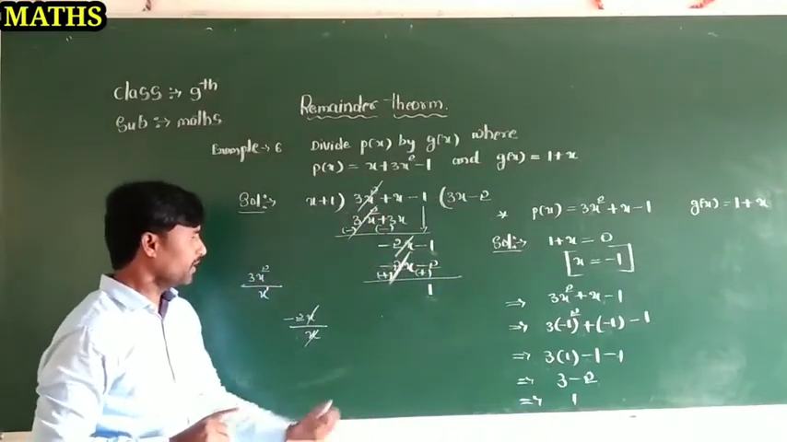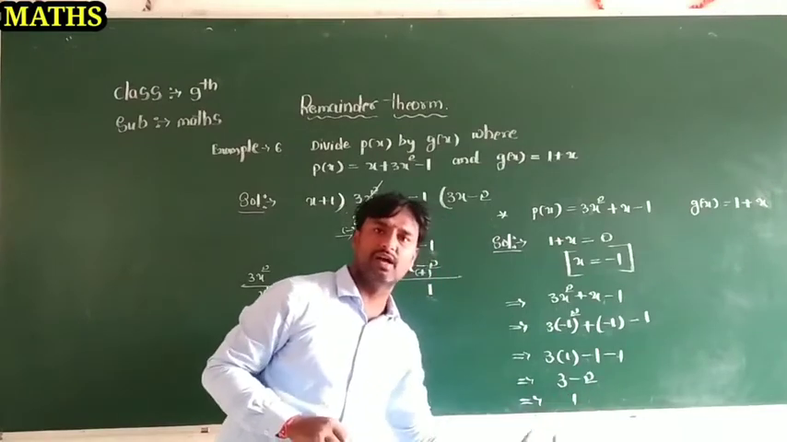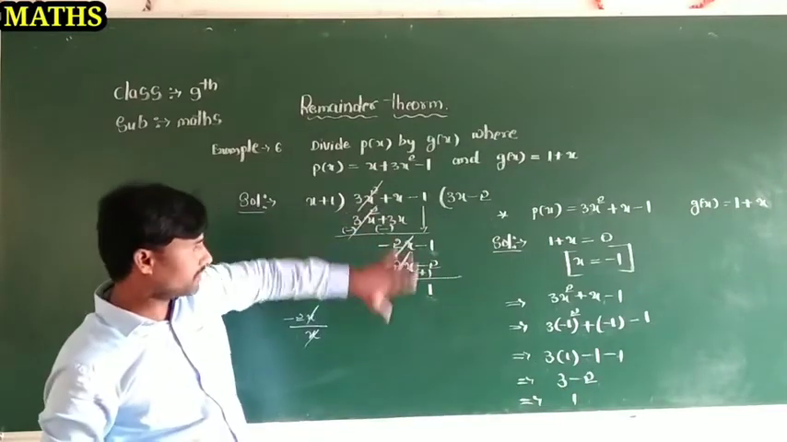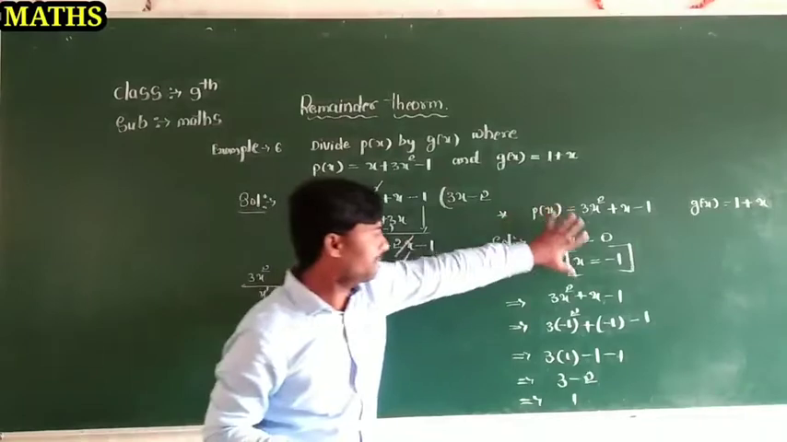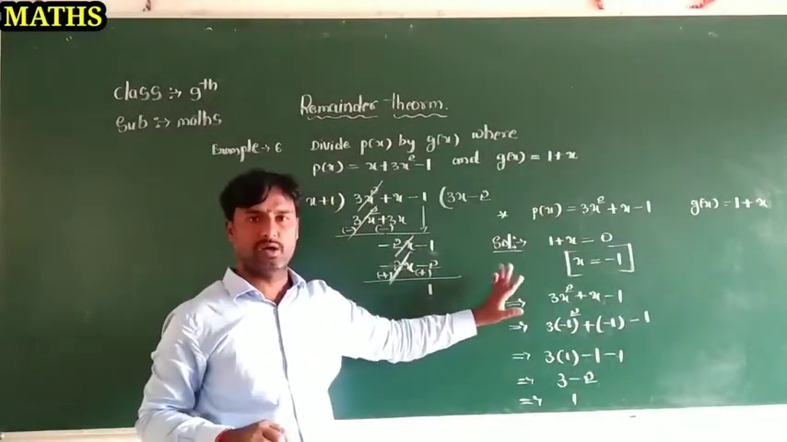I thought you understood. Here also remainder came 1, here also remainder came 1, dear students. This we call the remainder theorem. This is a division method, long division method. This is a remainder theorem. I thought both methods you understood.